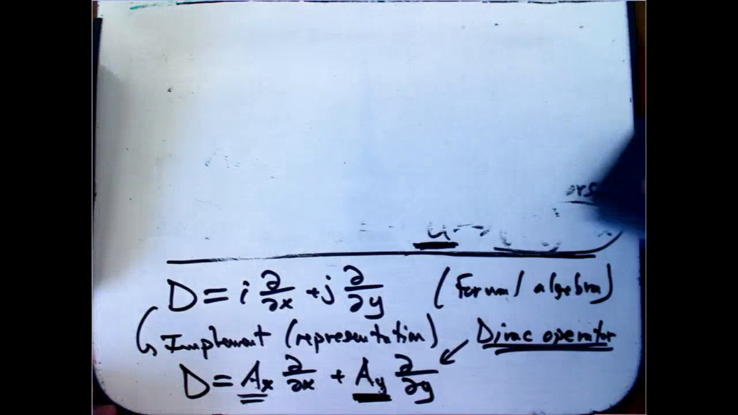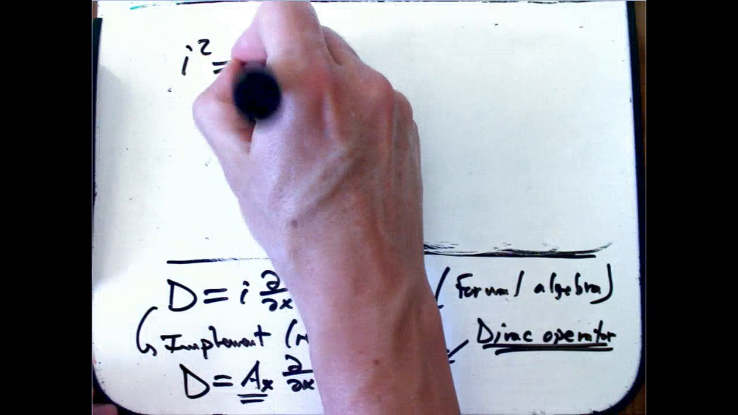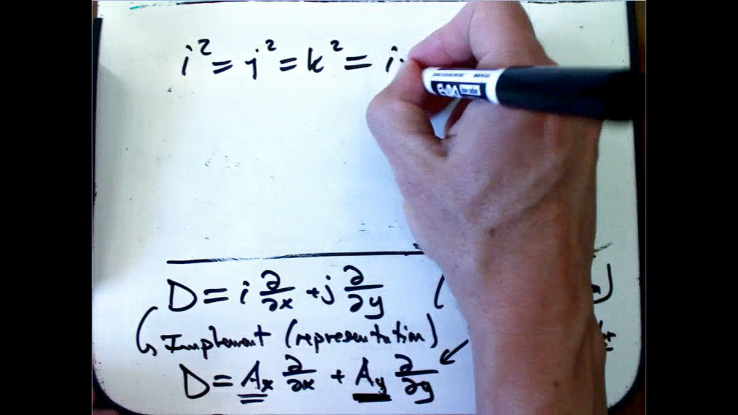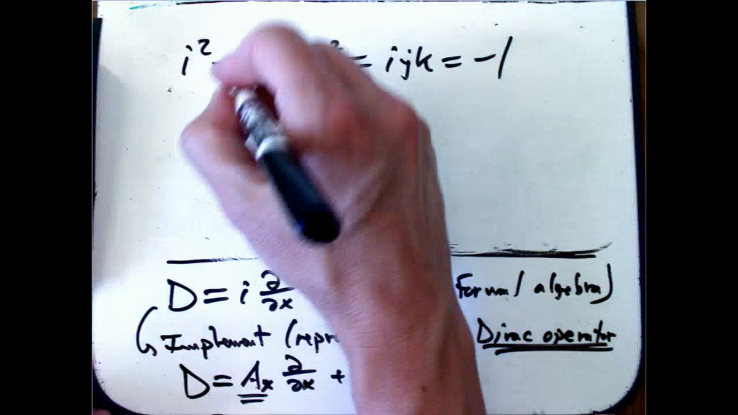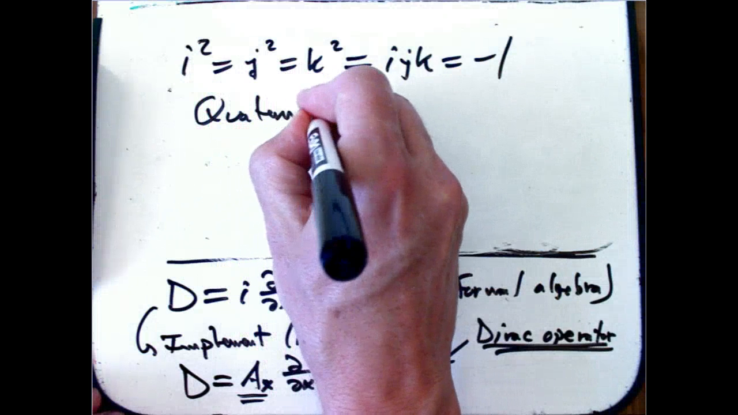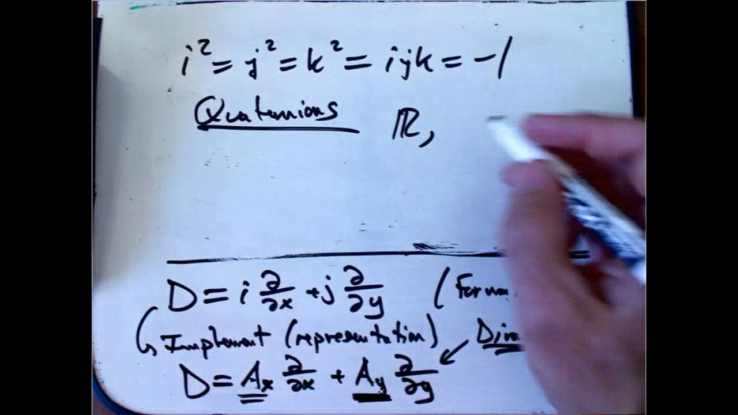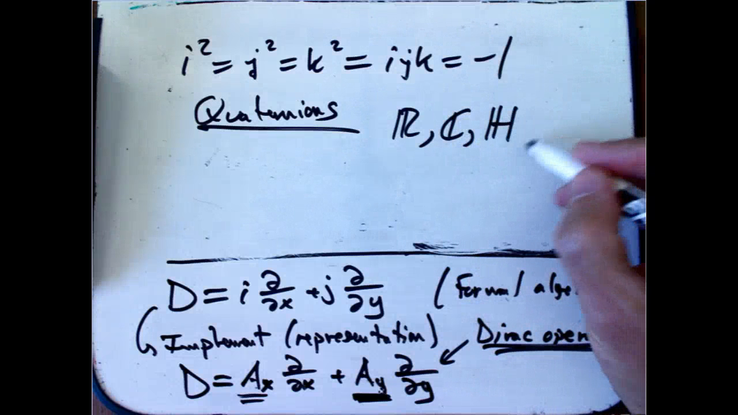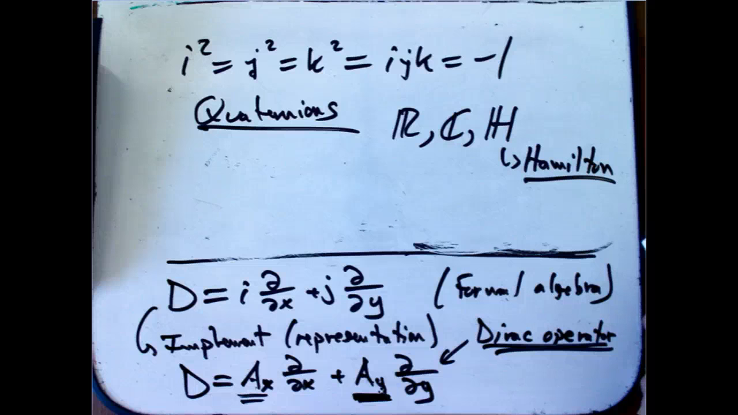where you don't worry about exactly how to implement it with good old-fashioned ordinary matrices, I squared equals J squared equals K squared, and it turns out it's also equal to IJK equals minus 1. There's a couple of names for this. Well, one, the most famous name for this particular example is the quaternions. This is a very natural step after R, the real numbers, and the complex numbers. They're actually called H for Hamilton, because he invented them in the 19th century after a lot of long struggle.